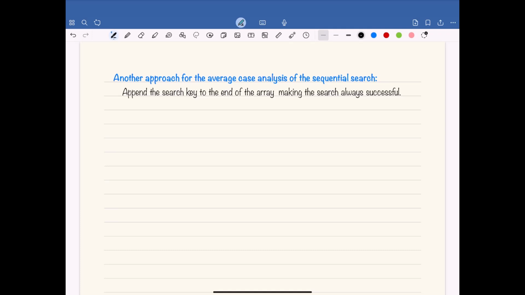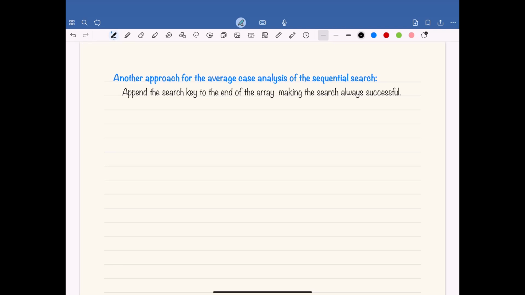In the previous discussion for the average case analysis for the sequential search algorithm, we based our analysis on whether the search was successful, if the key was found in the array, or not successful, if the key was not found in the array. As another approach to the analysis, we changed the algorithm by appending the search key to the end of the array, specifically at index n. In this case, if the key is not found at indices from 0 to n minus 1, it will be found at the end of the array, and the algorithm stops the loop.